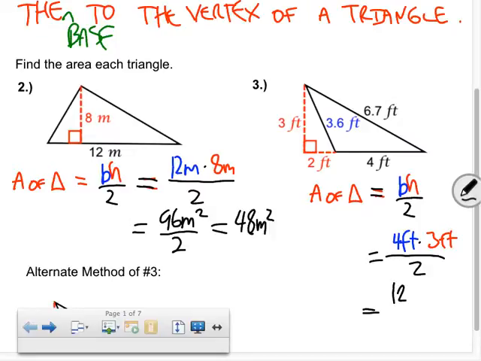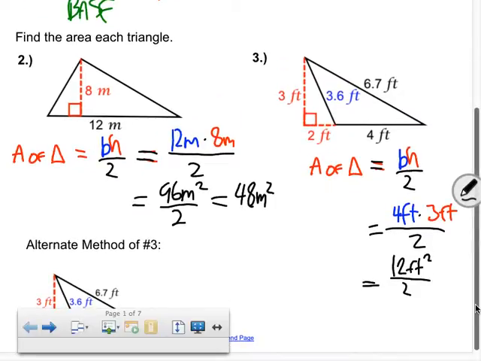What kind of units do we have? Feet squared. Right, because feet times feet is feet squared. And we're going to divide all that by 2, and so what do we get back? 6 feet squared. Very good. So basically what that's saying is if I had 6 square tiles that were a foot on each side, that's how many it would take to cover this triangle. Do you guys understand?